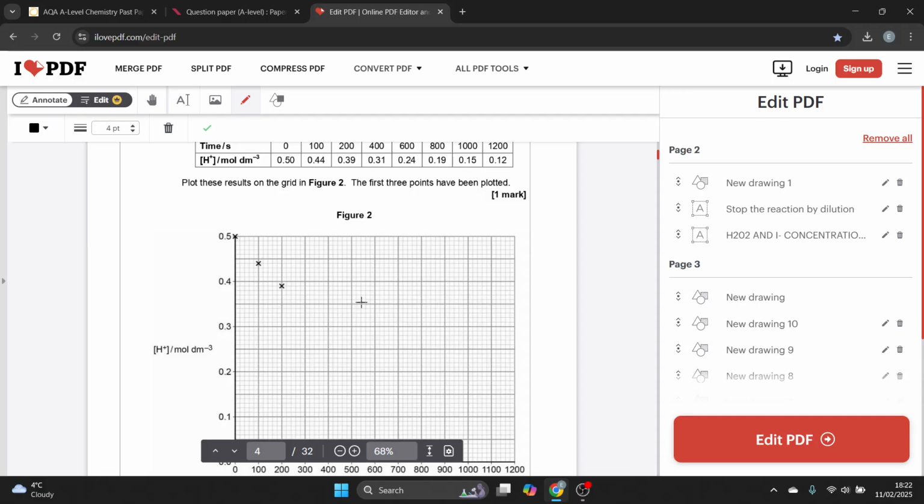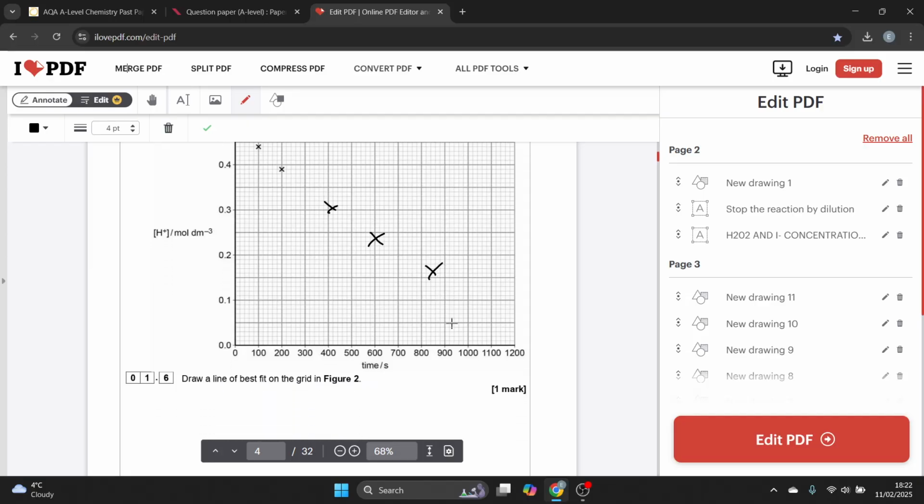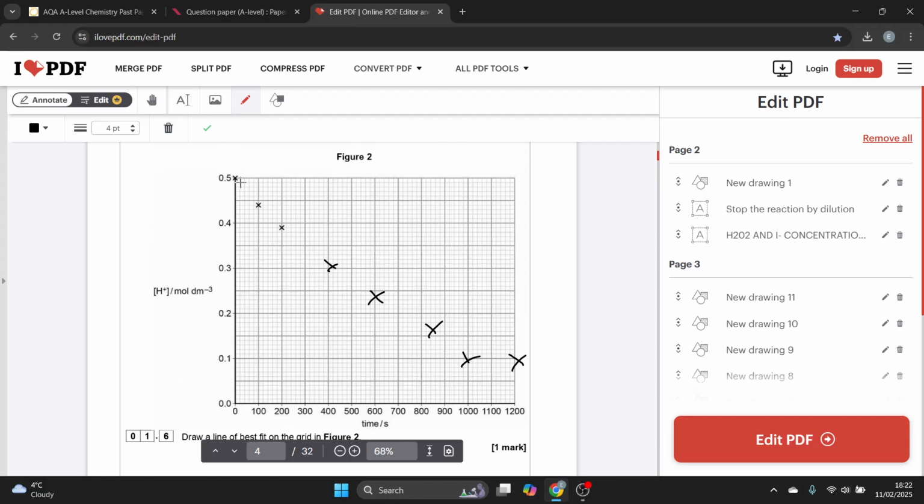Plot these results on the grid. First three have been plotted. You just plot it. I'm just going to copy from what the mark scheme is doing here. Obviously definitely not accurate, but it's just a simple plot. Then it says draw a line of best fit. A key thing about this line of best fit is that it's going to be a curved line of best fit, like that. Smooth curve.